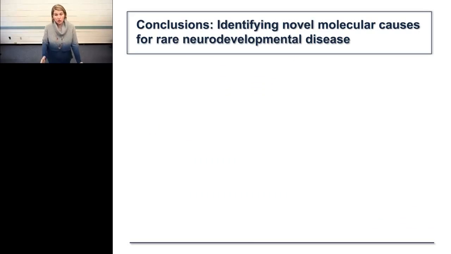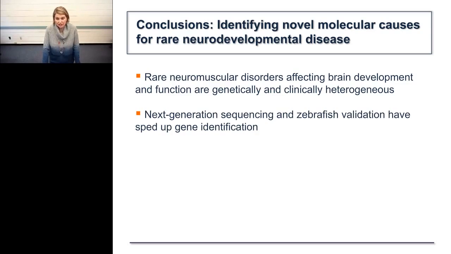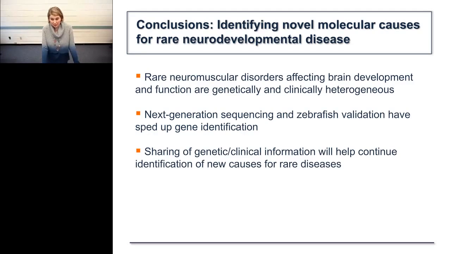And so, to conclude, what I told you today is that rare neuromuscular disorders and neurodevelopmental disorders affecting brain function and development are very genetically and clinically heterogeneous, but that we can use these techniques to make gene identification much faster when we use next-generation sequencing, and then an animal model like the zebrafish, which allows you to look at differentiation of multiple organs in vivo very quickly.